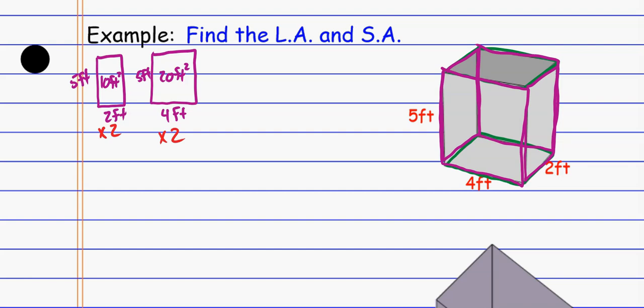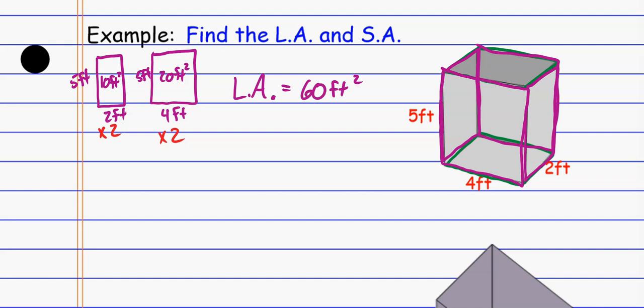Okay? And so when I look at this thing, in terms of the lateral area, I have two pieces that are 10 square feet. I have two pieces that are 20 square feet. And so what I really have here is a total of 60 square feet for my lateral area, okay? So it's just a matter of identifying the lateral faces and saying, hey, what's the area of each lateral face? What do I get when I add all those lateral faces together?